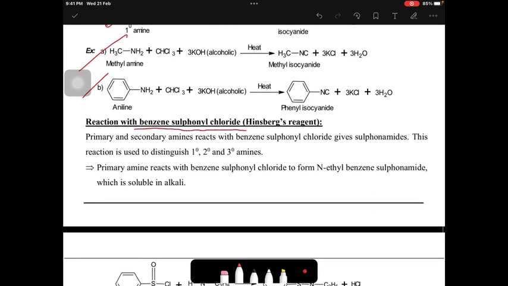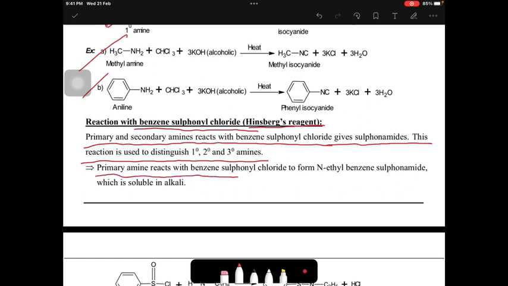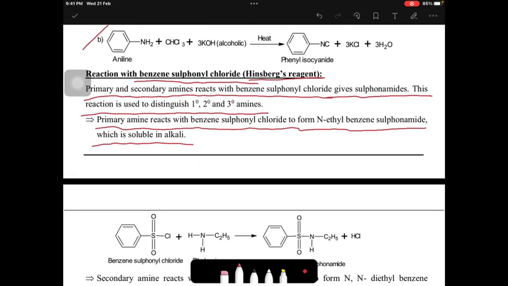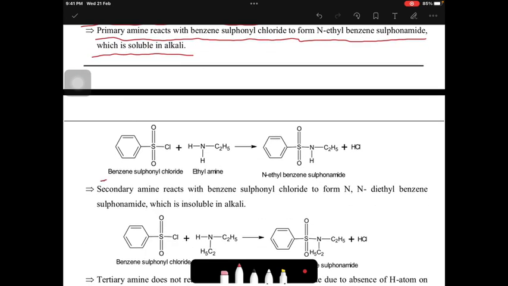Reaction with benzene sulfonyl chloride, the Hinsberg reagent. Primary and secondary amines react with benzene sulfonyl chloride to give sulfonamide. This reaction is used to distinguish primary, secondary and tertiary amines. Primary amine reacts with benzene sulfonyl chloride to form N-ethyl benzene sulfonamide, which is soluble in alkali. Benzene sulfonyl chloride and ethylamine give N-ethyl benzene sulfonamide as the product.